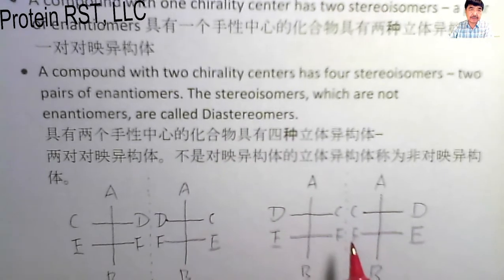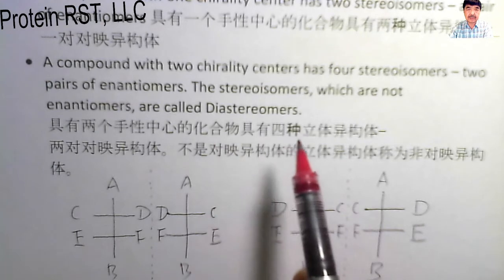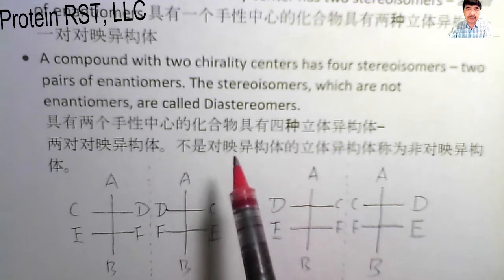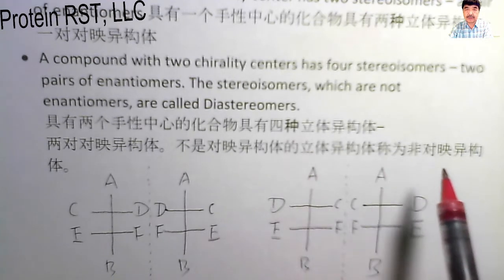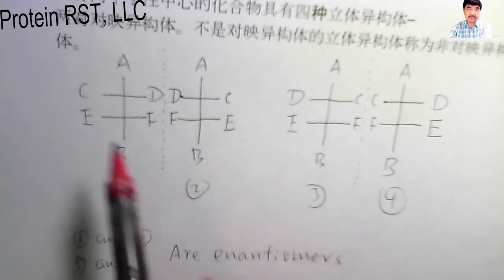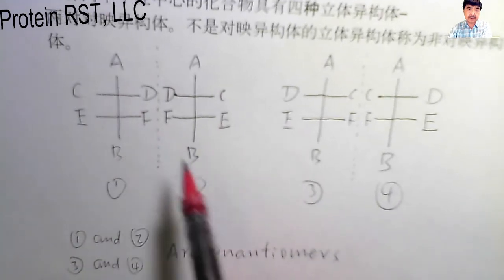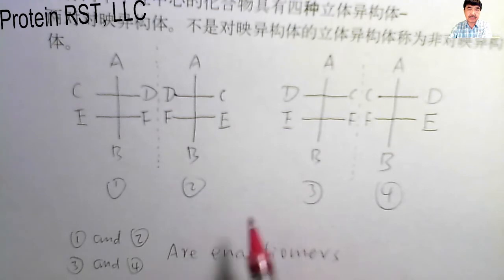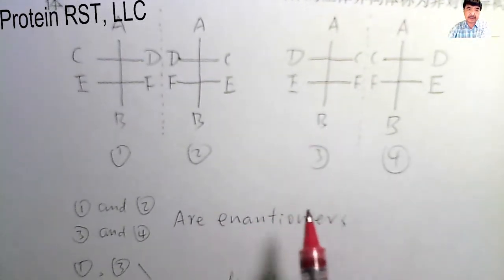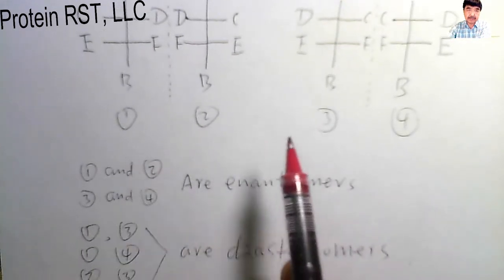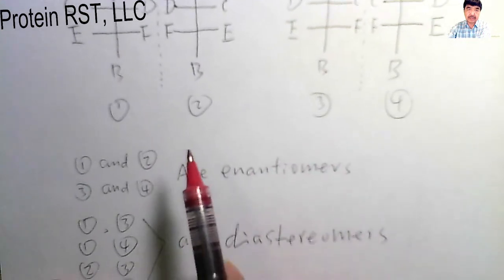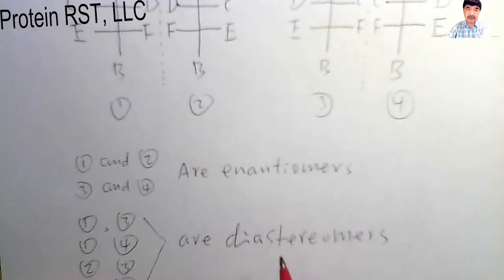Take a look at this. For these 2 chiral centers, 1 and 2, and 3 and 4 are enantiomers, and 1 and 3, 1 and 4, 2 and 3, and 2 and 4 are called diastereomers.